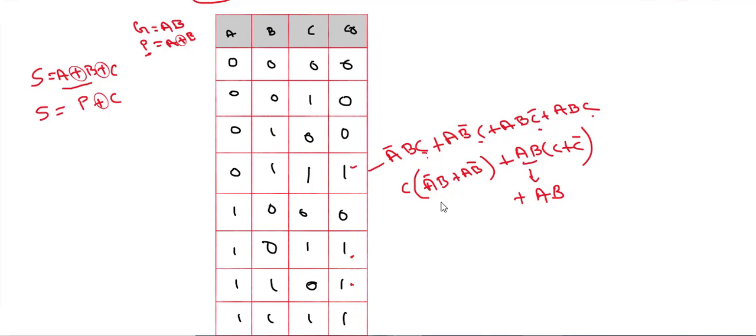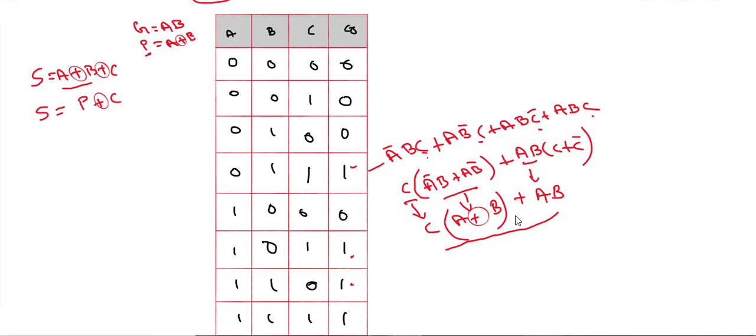We know that A bar B plus A B bar is A XOR B. So we can write A XOR B of C here, and C we are taking directly here. So this is the equation we got if you take the carry outside.